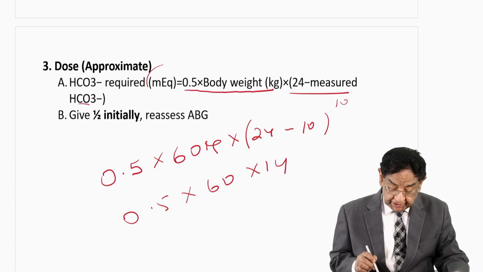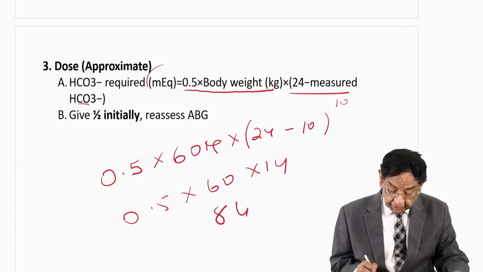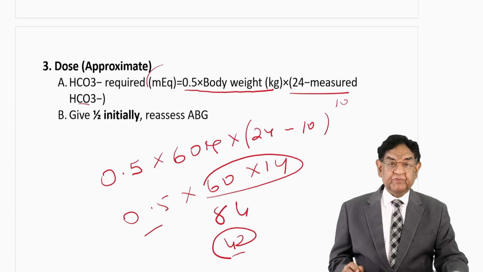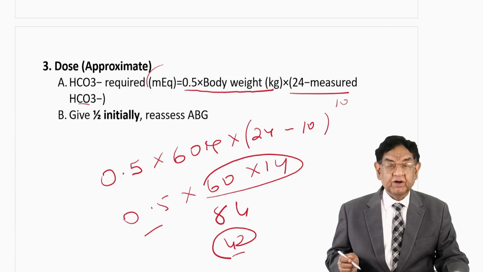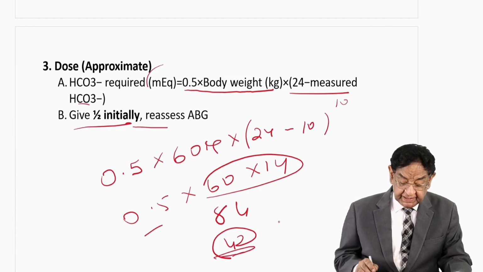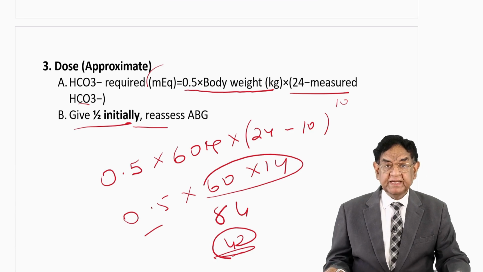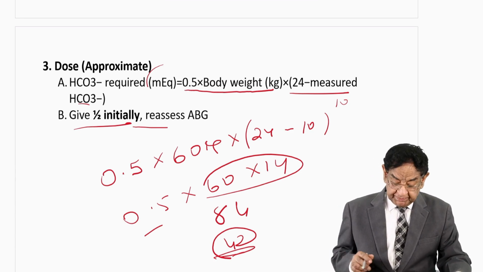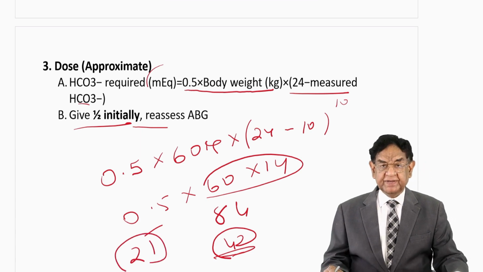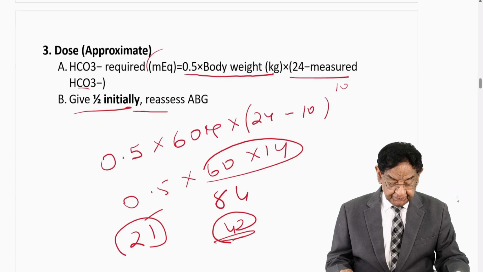So if you calculate this way, 84.5, it will be 42. This will be 84 and 0.5, 42. So in this case, we need 42 milliequivalents. Out of this 42, half you give initially and reassess the ABG, and if needed, then you give more. That means you will be giving only 21 at the moment, and later on, if needed, you can add 21 more.